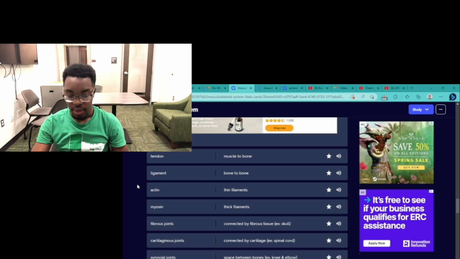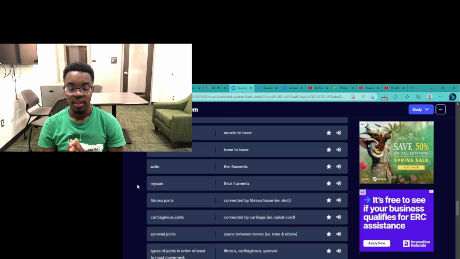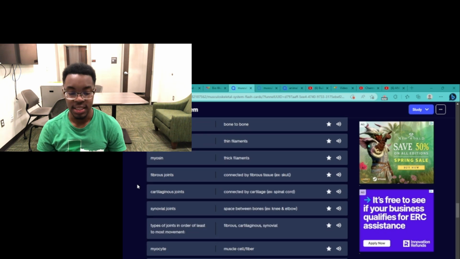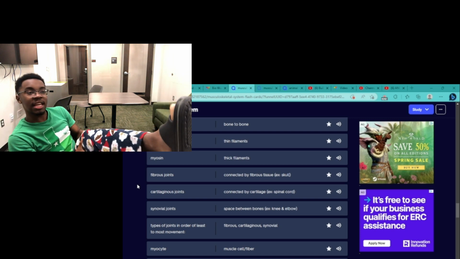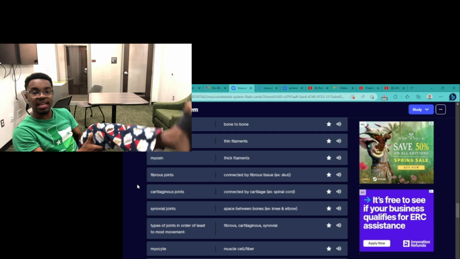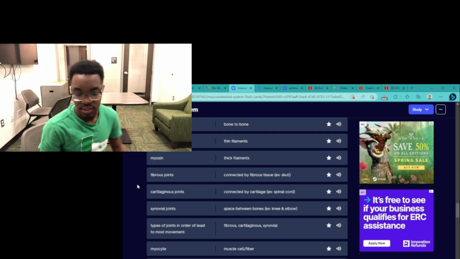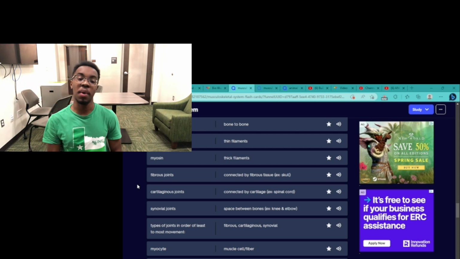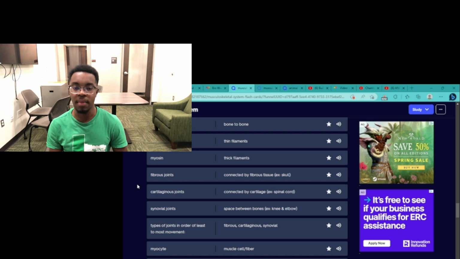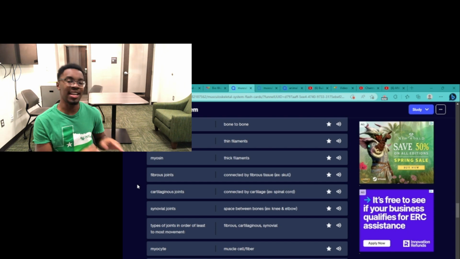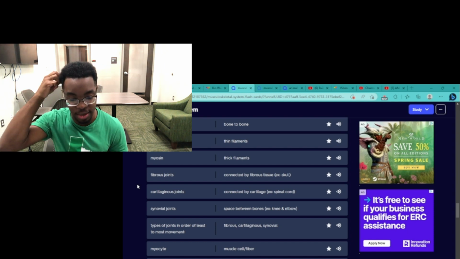What's connected by cartilage is cartilaginous joints. So your knee is a great example of having cartilaginous joints. In terms of cartilage, it has ligaments and tendons that help connect it. Your spinal cord is also an example of cartilaginous joints. I think I said that wrong about the tendons and ligaments on your knee, so I'm wrong on that one. But your knee is a cartilaginous joint.